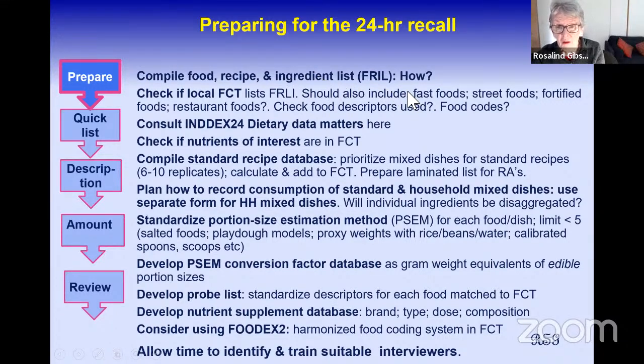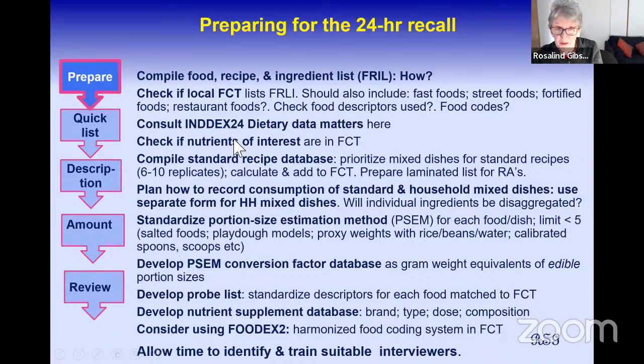The list should include fast foods, street foods, fortified foods, restaurant foods. Check the food descriptors that are used, and also consider what food codes you might use for these particular foods in your food, recipe, and ingredient list. This is when consulting Index 24 dietary data matters may be helpful, because that contains food composition data that you may want to add to your food composition table.